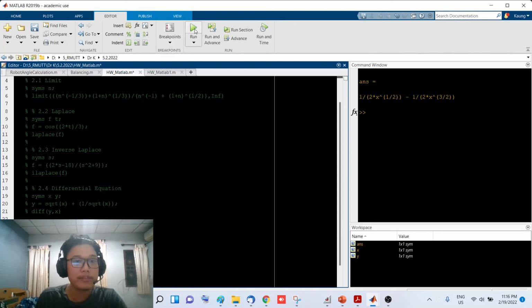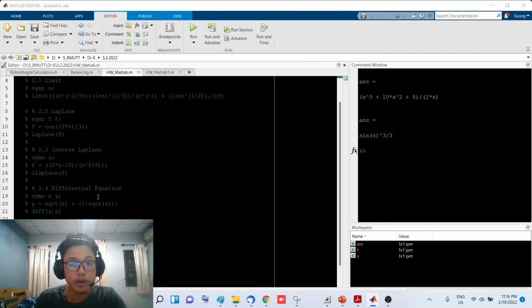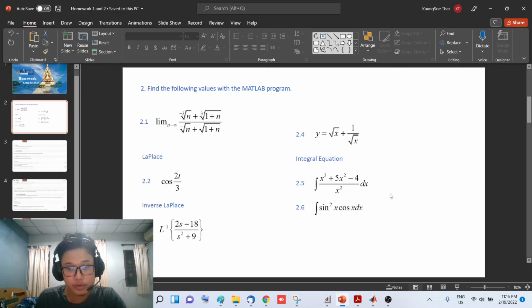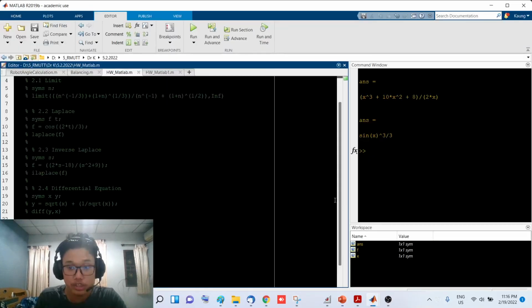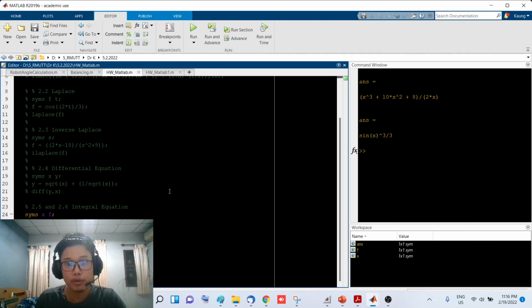After that, I will run again, and now it's for the integrate equation. If I do the integrate equation, there will be two answers, because from the questions there are two integrate equations, and this is my final output of the integrals.